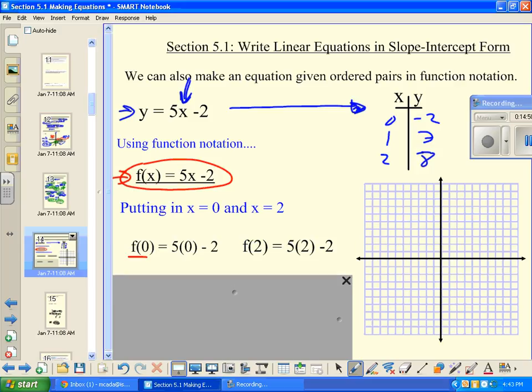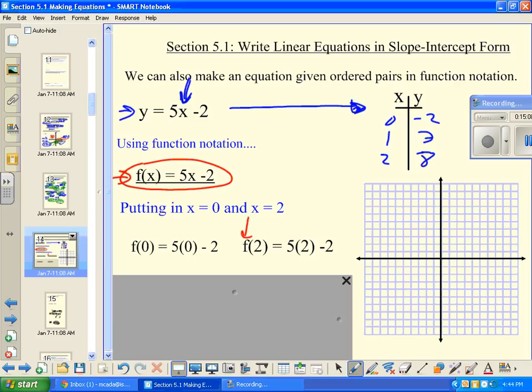Remember, there's a way to say that in function notation. We write f of 0. This means in the function f, I'm putting 0 in for x. And so just like we did earlier, just like I did above, I put 0 in for x. 5 times 0 gives me 0. And then minus 2, and I could find what my answer is.